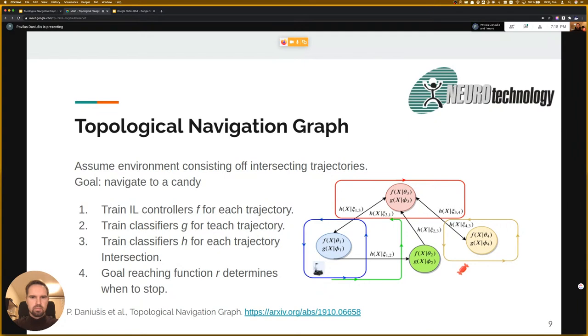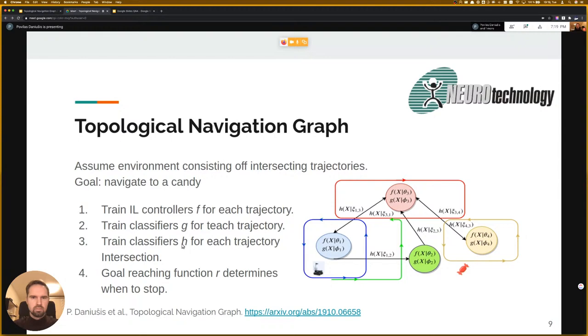So if the robot is placed in any trajectory, by querying these classifiers, we can know in which trajectory the robot currently is. And if we give the goal image to the robot, in the same way, we can query those classifiers and find the trajectory where that goal is located. Additionally, we need another set of classifiers, H, which recognize intersections of trajectories.